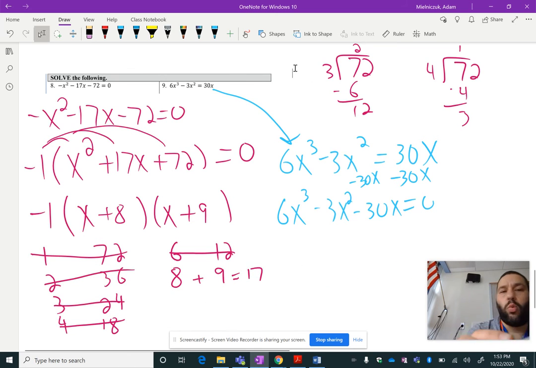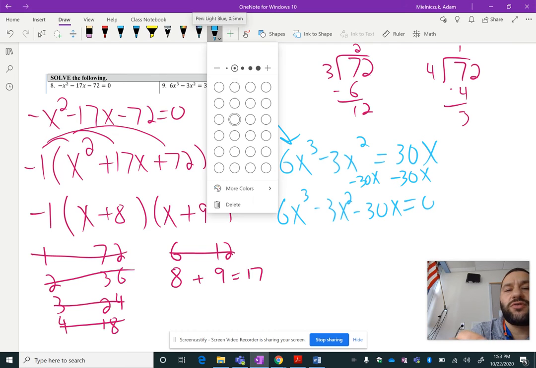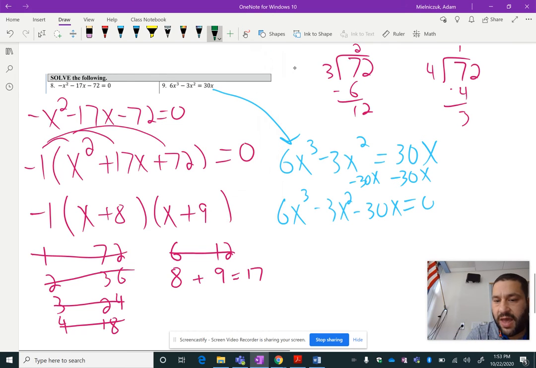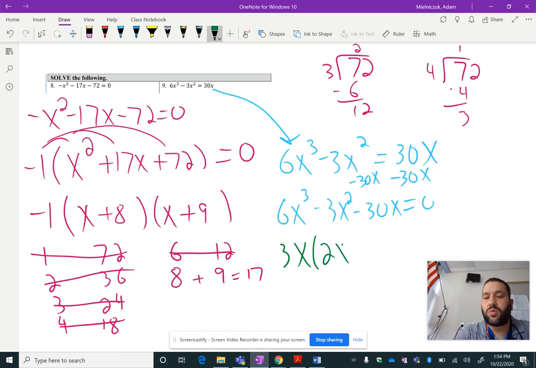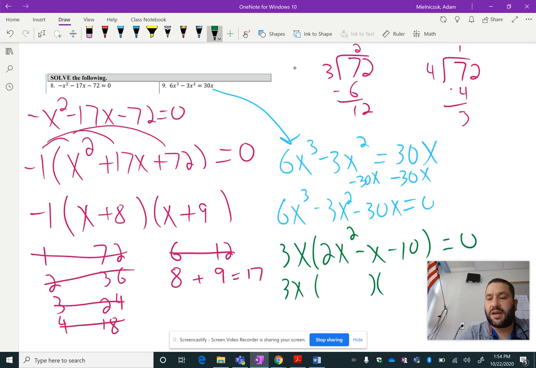Well, what can I pull out of each of these terms? Well, they all have an x in common. And what else do they have? They all have a 3 in common. So 3x goes on the outside, leaving me with 2x squared, let's see, minus x minus 10, I believe. Let me double check. 6x cubed, 3x squared, 30x. Good.